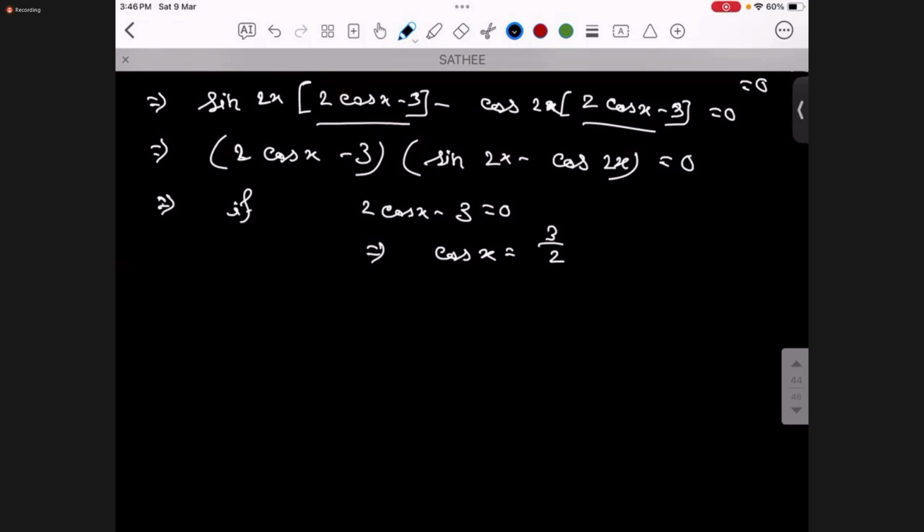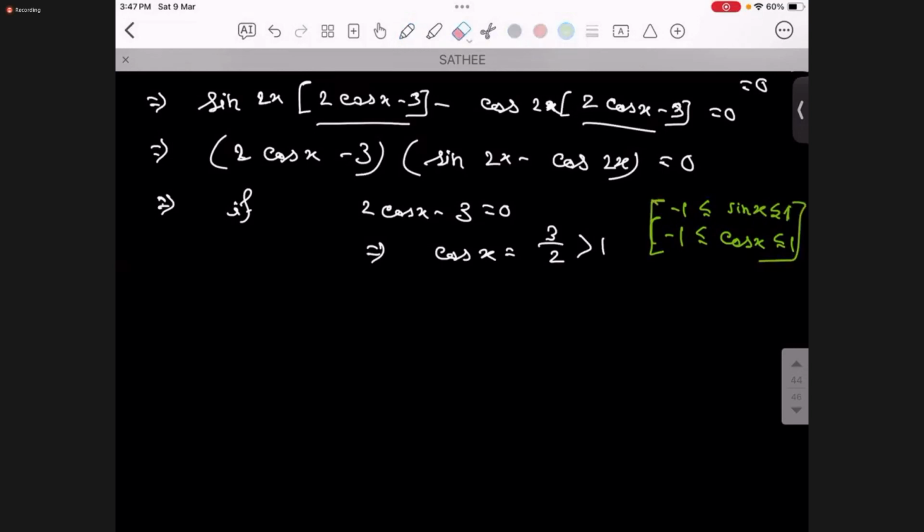Now one can clearly see that 3 by 2 is greater than 1. And in the beginning of this lecture, we discussed that the value of cos x and sin x cannot exceed the value 1. That is, we knew that minus 1 is less than or equal to cos x, less than or equal to 1, and minus 1 is less than or equal to sin x, less than or equal to 1.